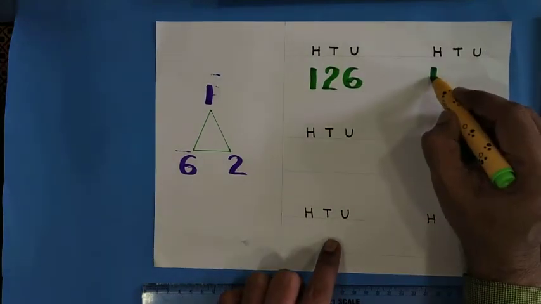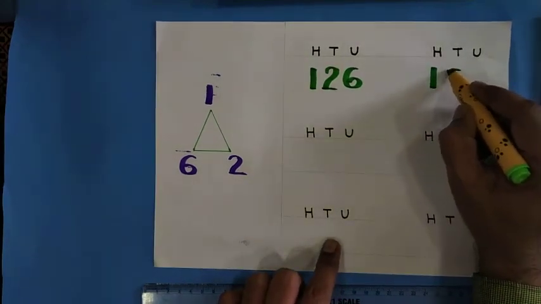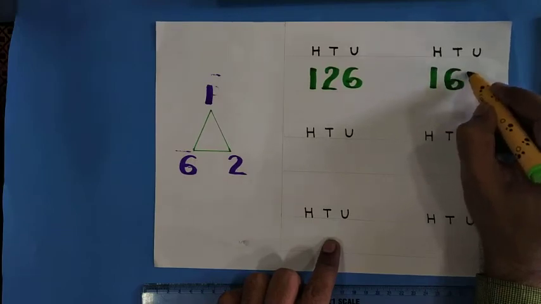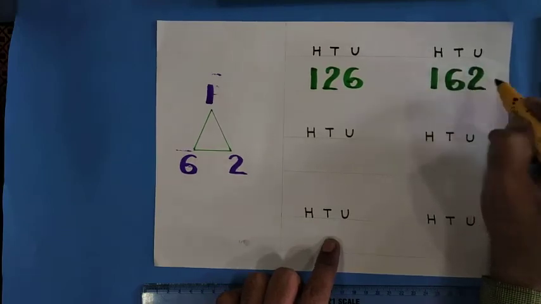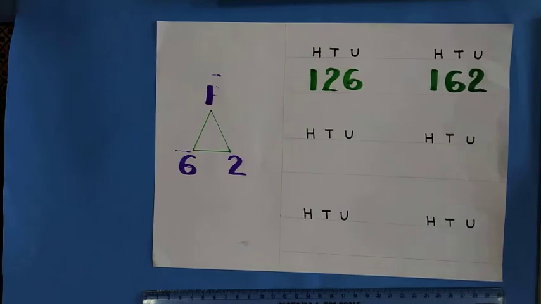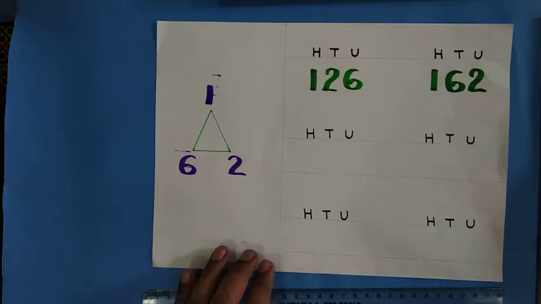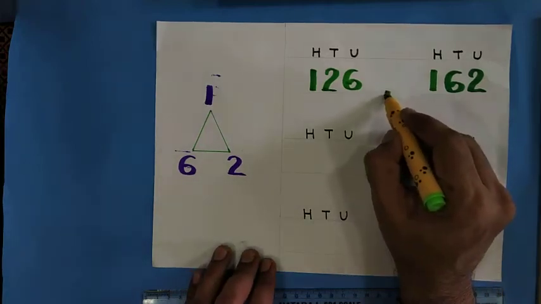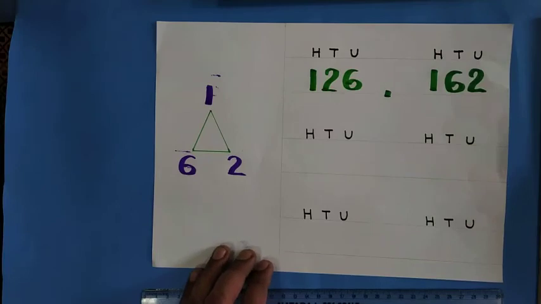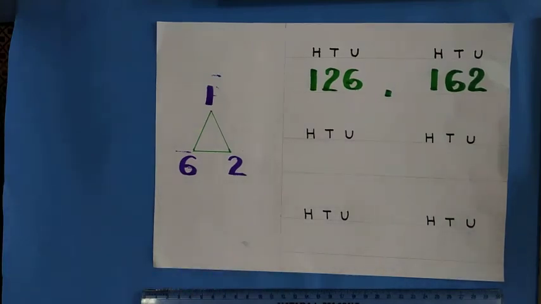Again 1 at the 100 place. Now anti-clockwise: 6 and then 2. So you got the next number, that is 162. You can put the comma also if you want, no problem. Like this also you can show the numbers separately.